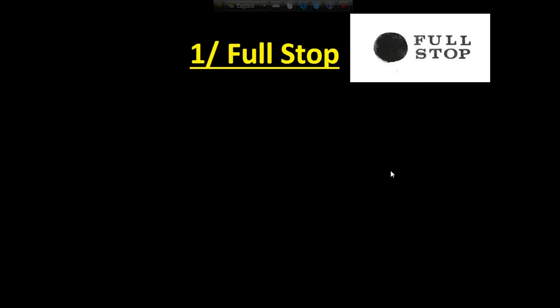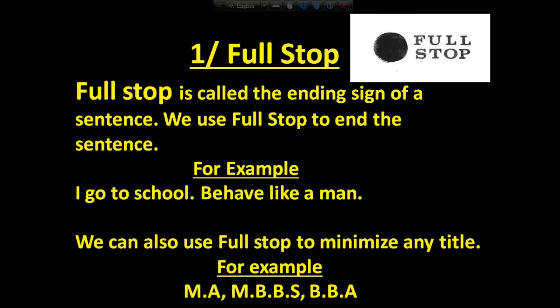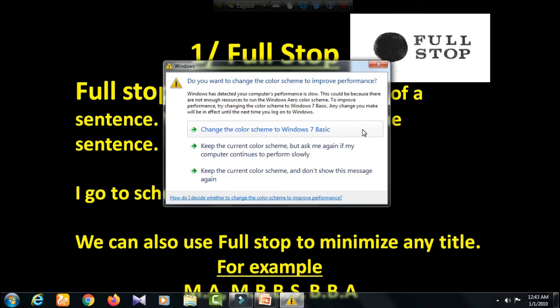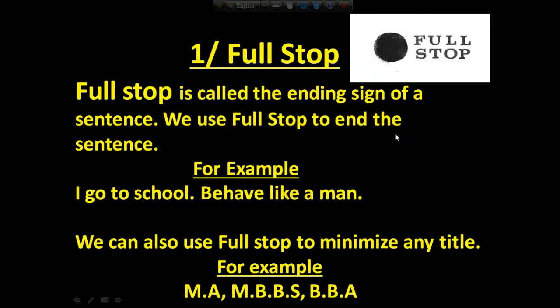Now, number 1 will be full stop. Look at the picture. Actually, what is full stop, and how do we use full stop? Full stop is called the ending sign of a sentence. We use full stop to end the sentence. For example, I go to school. Behave like a man. We can also use full stop to abbreviate any title. For example, M.A., M.B.B.S., B.B.A.